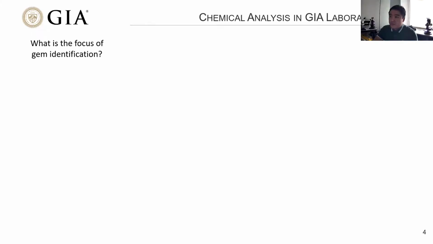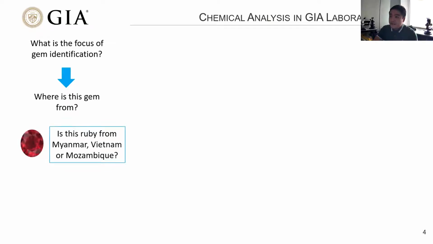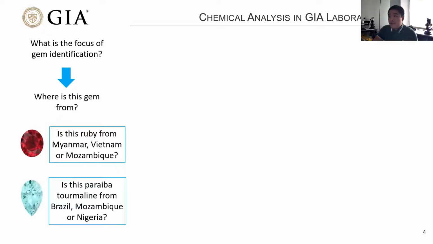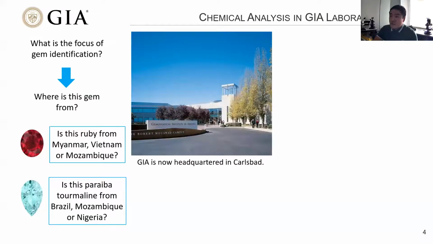Nowadays, the jewelry industry puts forward higher requirements for gem identification laboratories. People begin to care about the origin of gemstones. For example, is this ruby from Myanmar, Vietnam, or Mozambique? Is this Paraíba tourmaline from Brazil, Mozambique, or Nigeria? The most effective way to solve this problem is to use a laser ablation inductively coupled plasma mass spectrometer to measure the trace element content in gemstones. The concentration of various trace elements in gemstones from different localities are different.